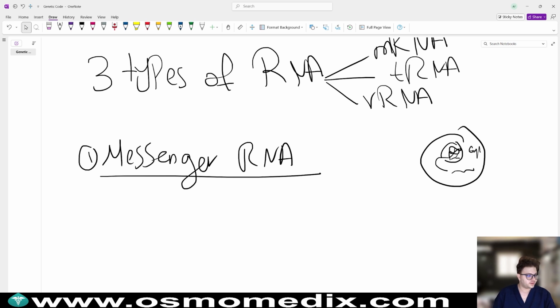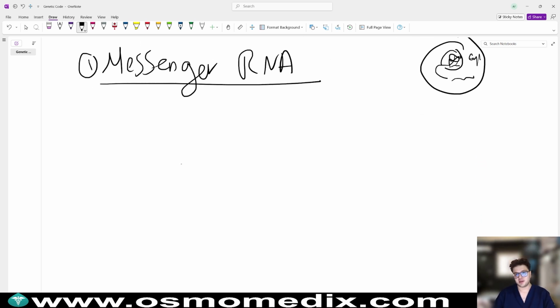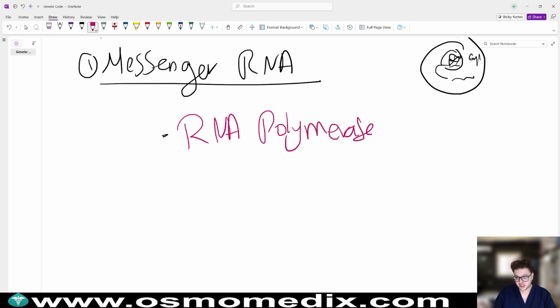It is transcribed from a template DNA using RNA polymerase. So the enzyme is RNA polymerase. Like replication, which was explained in previous chapters and is done using DNA polymerase, for transcription we use RNA polymerase, and hence the name, it synthesizes RNA.